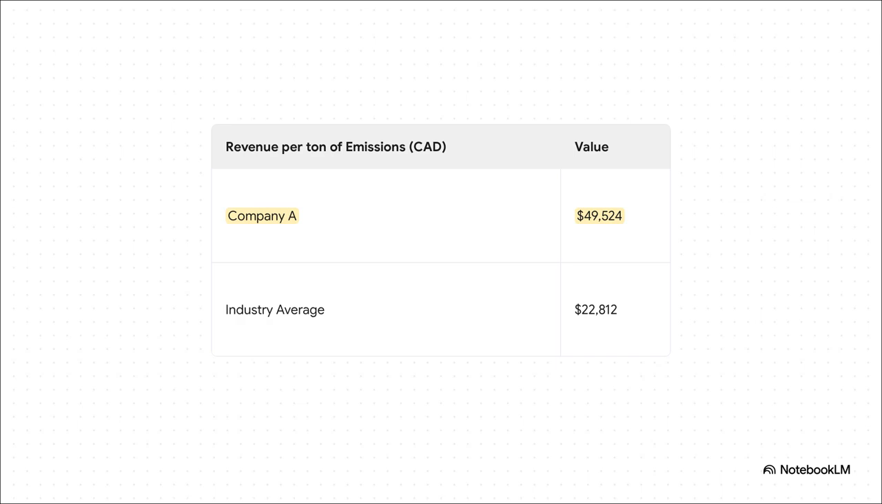In this business, emissions are tied to production, and revenue is a pretty good proxy for that. When we look at how much revenue they generate for every ton of CO2 they emit, Company A is a rock star. They make almost $50,000 per ton, more than double the industry average. They're not a laggard at all. They're actually a leader in economic efficiency. The raw data told one story, but the normalized data, that revealed the truth.